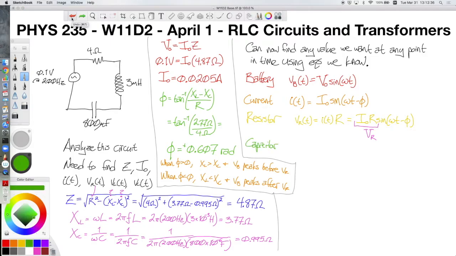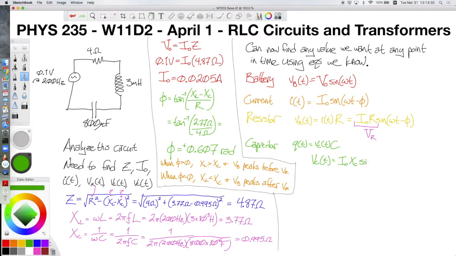Now for the capacitor, we know that Q equals VC, so the charge on the capacitor as a function of time equals the voltage on the capacitor as a function of time times the capacitance. From this, we would need to do an integral to solve for the voltage across the capacitor directly, because current is the derivative of the charge. But we can also just look at what we know: the voltage across the capacitor will equal some maximum voltage, which is equal to I naught times the capacitive reactance.